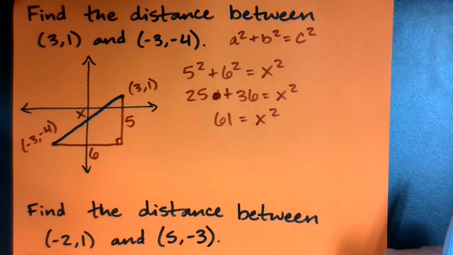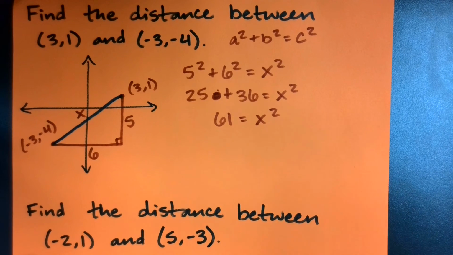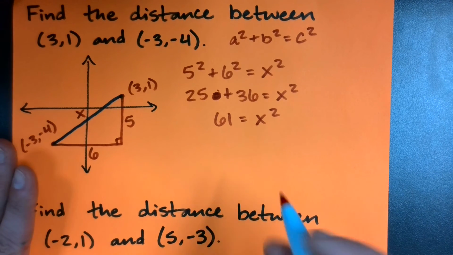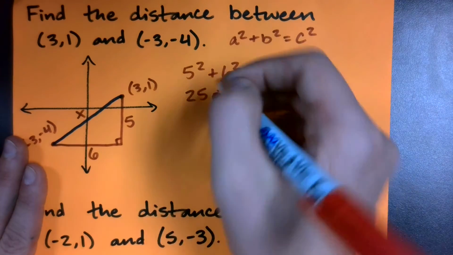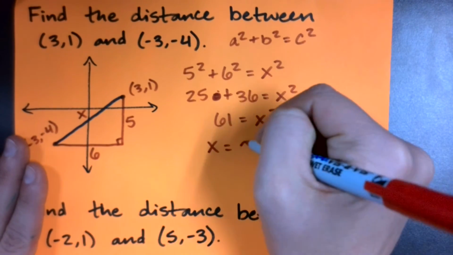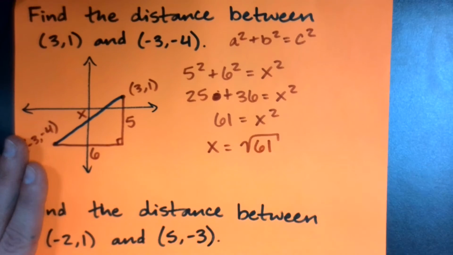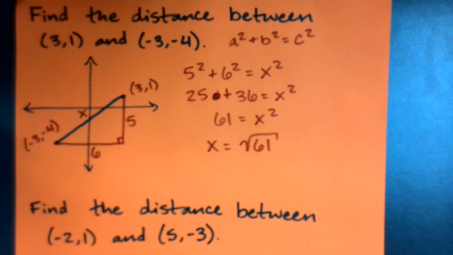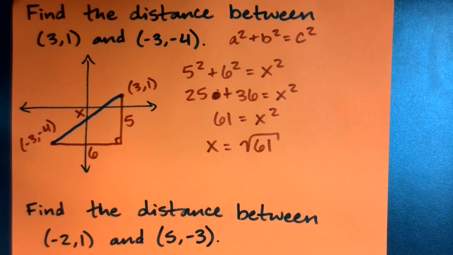And then depending on how our directions are, we'll determine when we stop. Whenever I'm taking the square root of both sides here, if it said to leave my answer in radical form, then I'm just done. If it said to round to the nearest tenth, I would go a step further and put it in my calculator and see what the square root of 61 is. And we'll just stop there.